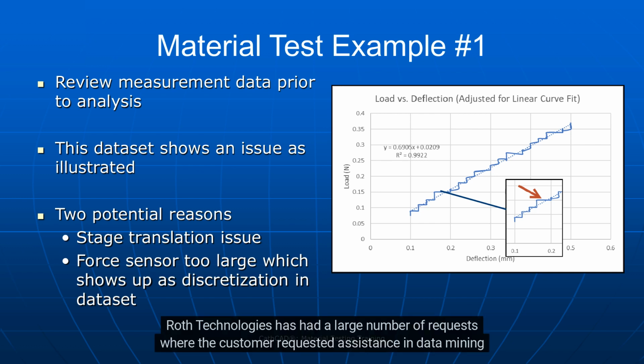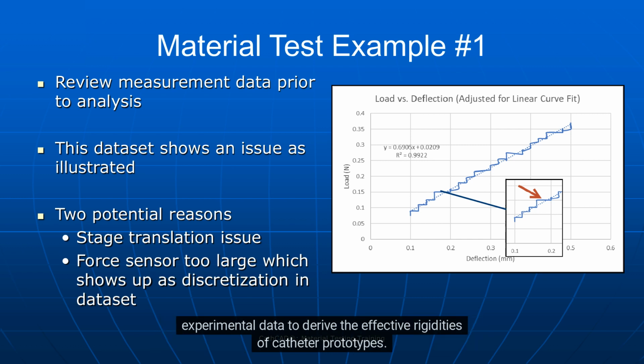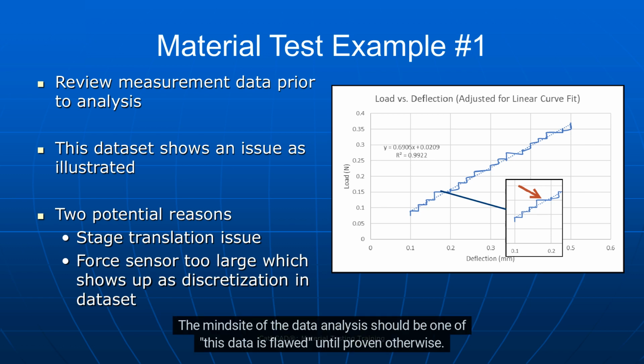Roth Technologies has had a large number of requests where the customer requested assistance in data mining experimental data to derive the effective rigidities of catheter prototypes. We always advise customers to review the measurement data prior to analysis. The mindset of the data analysis should be one of, this data is flawed until proven otherwise.